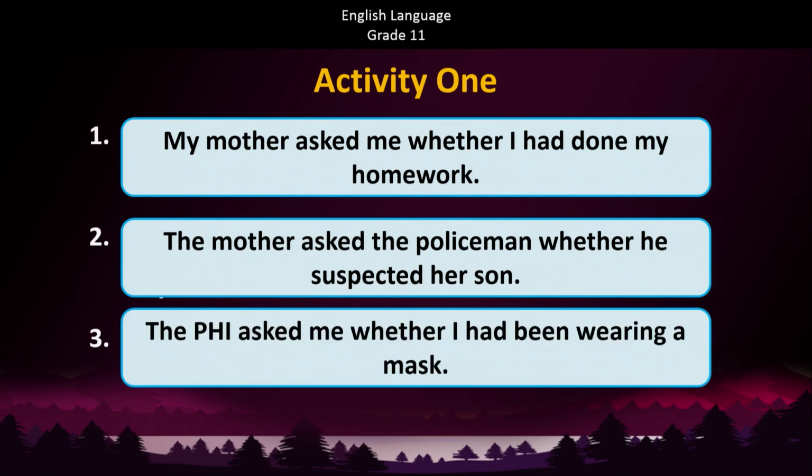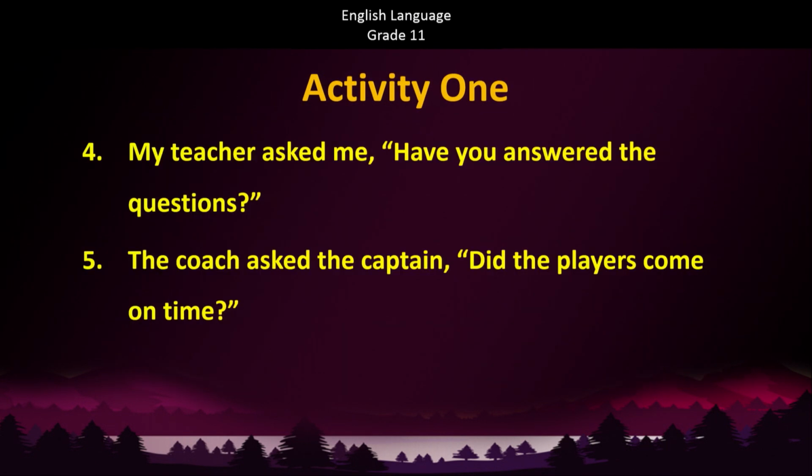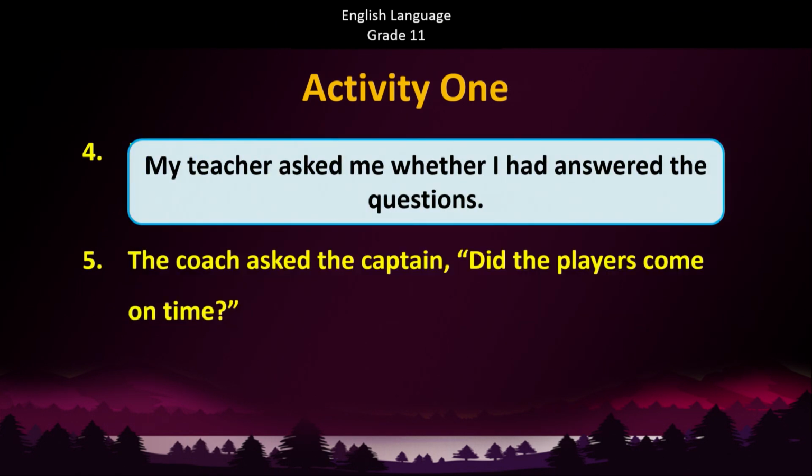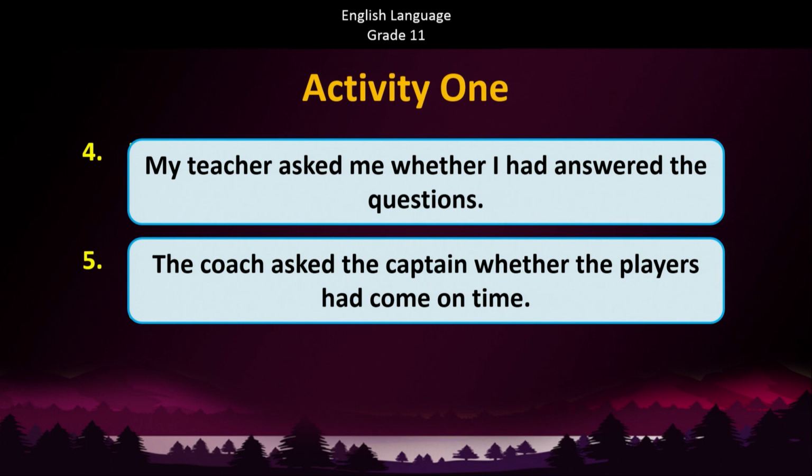The PHI asked me whether I had been wearing a mask. Okay. Two more. My teacher asked me, have you answered the questions? My teacher asked me whether I had answered the questions. The coach asked the captain, did the players come on time? The coach asked the captain whether the players had come on time.